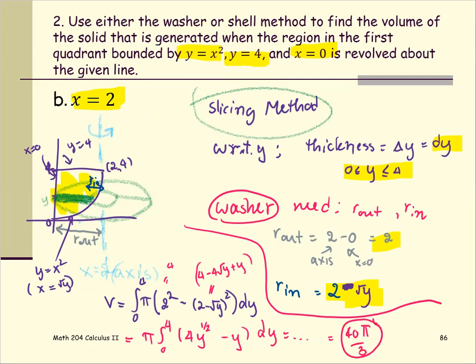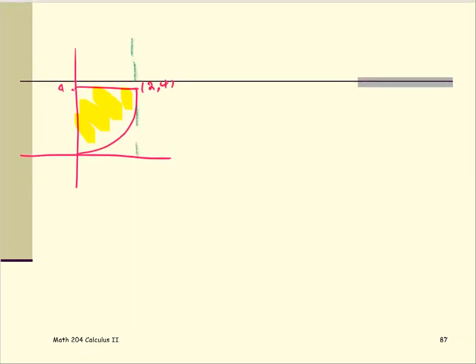So this is a slicing technique. Next, we're going to do the shell technique with the same information, the same graph of the curve. Same graph, intersection point (2, 4), the region, and the axis of revolution is x equals 2. So this is the axis.